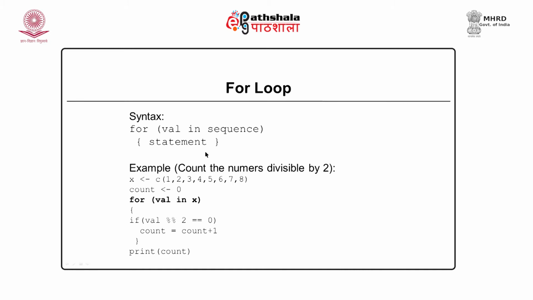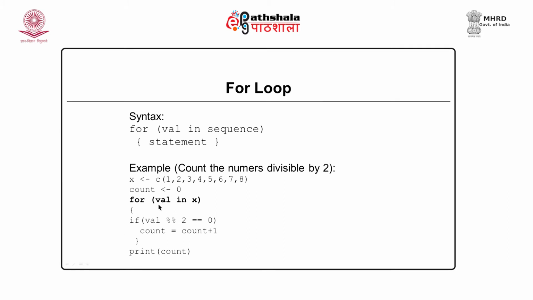Let us see a sample program. Here we create an array, or a vector, of certain values: 1, 2, 3 up to 8. So, we have created a vector x, we initialize count with 0, and here this is the for loop. Now, what does this indicate? For val in x. So, x will contain all these 8 values, and our loop will iterate for 8 times. For each value it will iterate once.